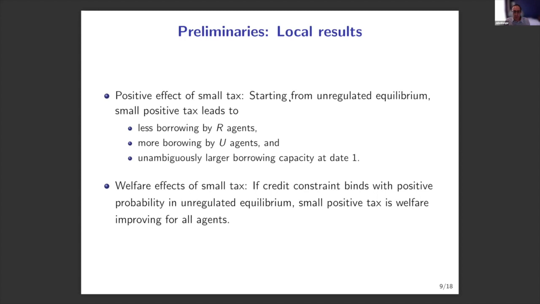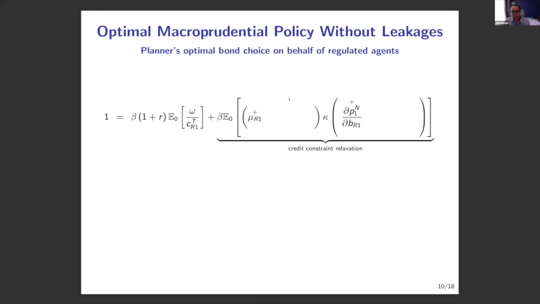And here the intuition is that if we're looking locally at a small tax, then the only first order effect on welfare is going to come from the relaxation of the borrowing constraint. So this macroprudential motive that normally is welfare improving. And then all other effects are going to be second order, and therefore they can be ignored locally. Okay, so that's sort of just to establish that despite the leakage, it's always going to be a good thing to have some tax, and the question is going to be how much, more or less than when everyone is regulated.